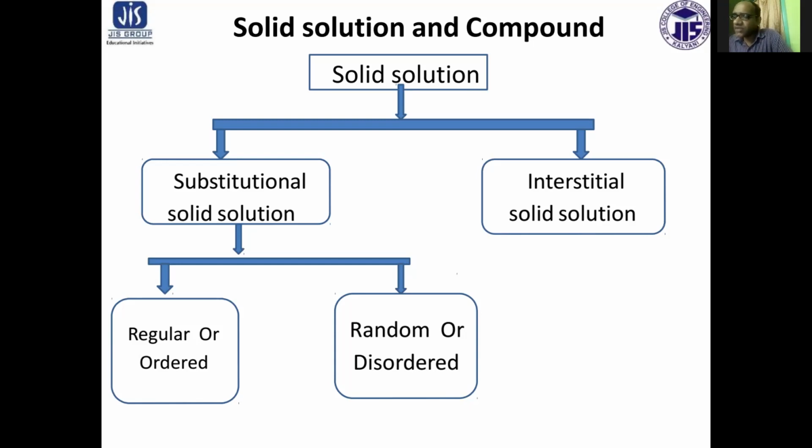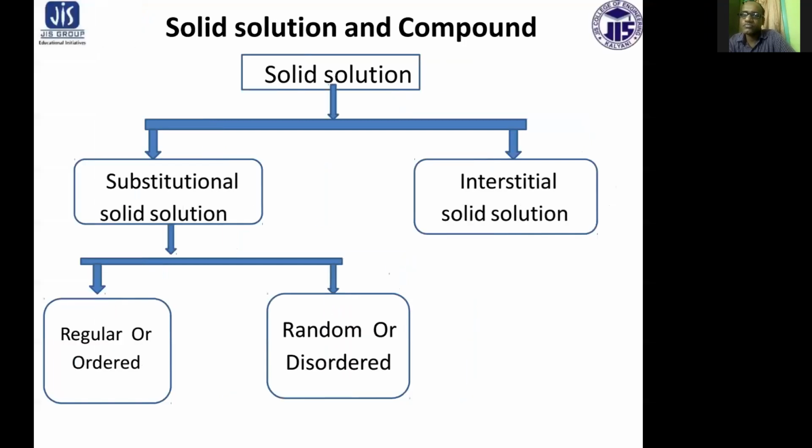Solid solutions have different compositions with similar structure and are like liquid solutions, such as sugar in water. Solid solutions are broadly classified into two types, that is substitutional type and interstitial type. Further, the substitutional solid solution can be separated as regular or ordered, or random or disordered.